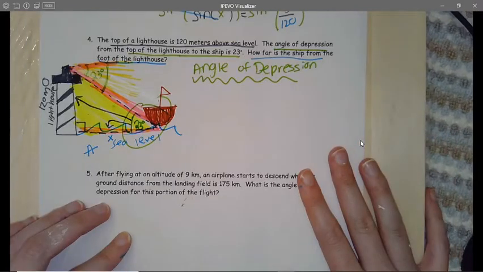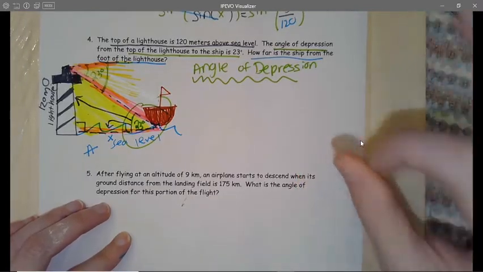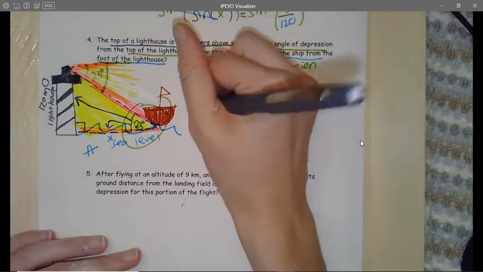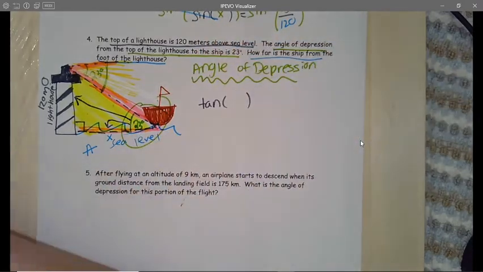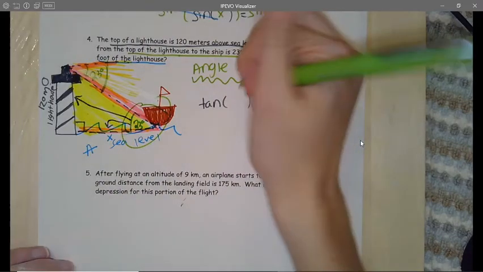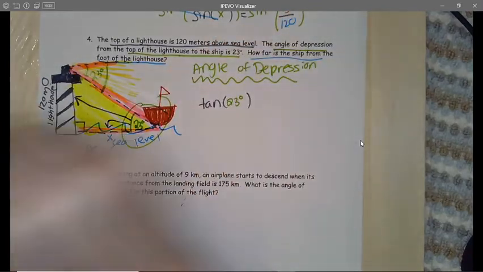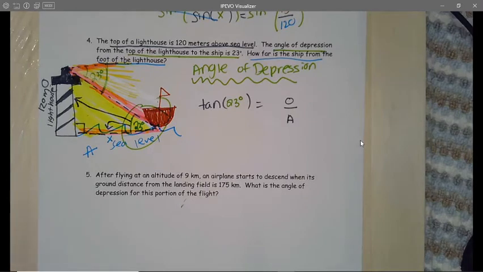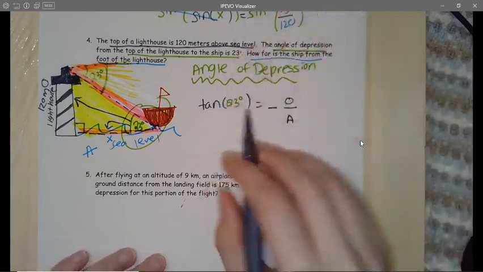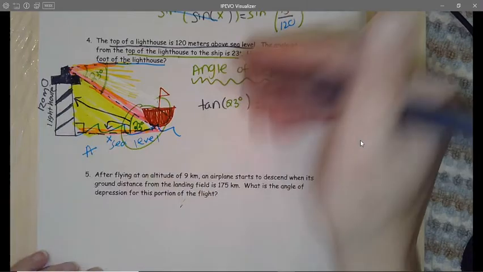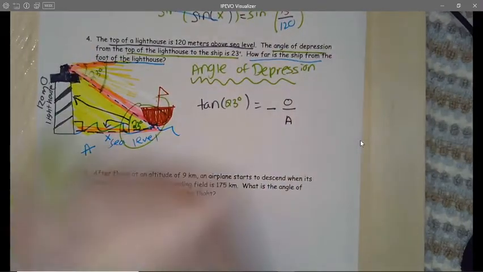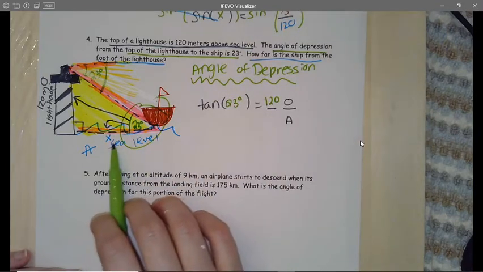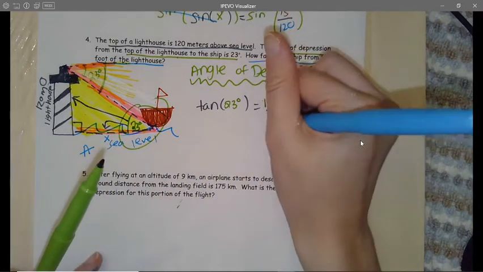Anyway, I'm going to be using tangent because tangent has opposite and adjacent. So we have tangent of the angle. The angle is 23 degrees, and that will equal opposite over adjacent. Since I'm solving for a side, my opposite side is the 120, and the adjacent side is the side we're solving for, the x.